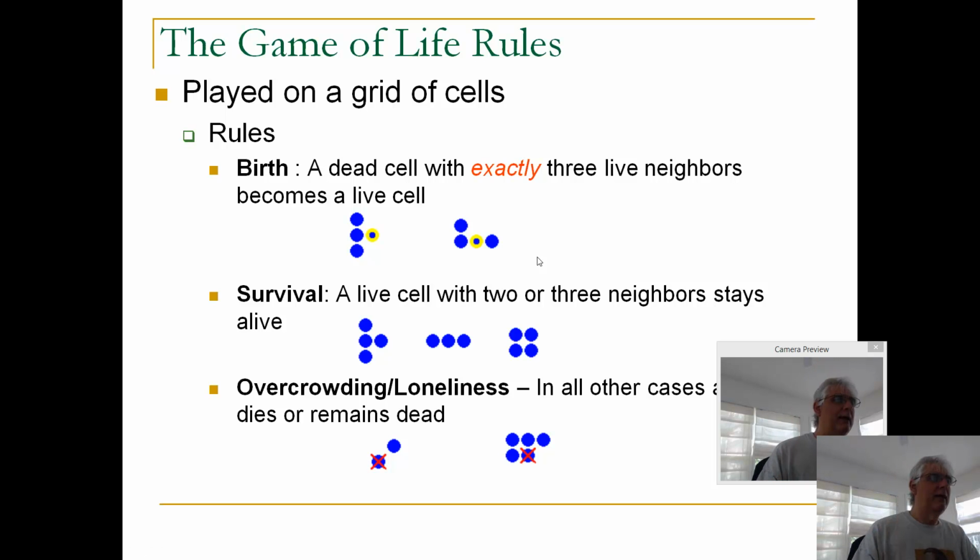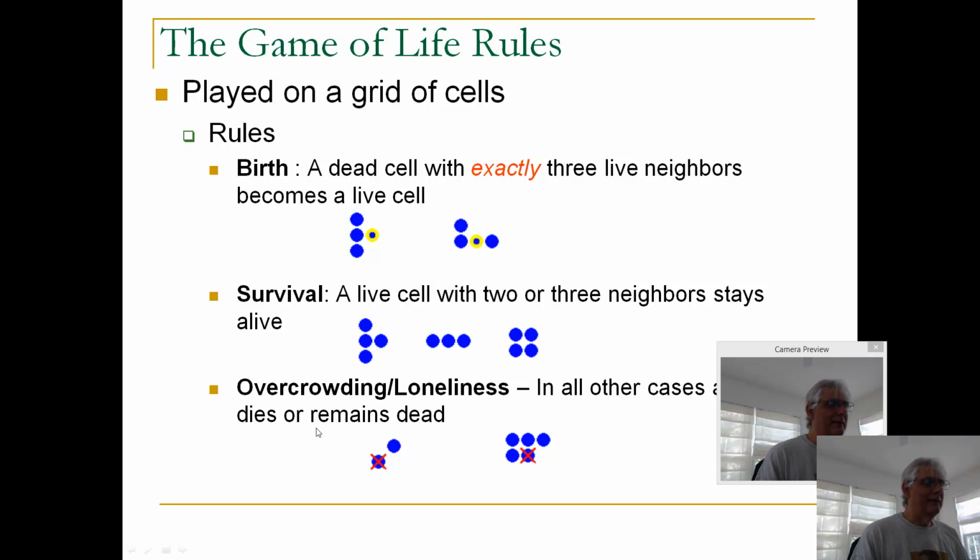Exactly 3 live neighbors. The survival rule: a live cell with 2 or 3 neighbors stays alive. So here are some steady state cases. The live cell just stays alive.